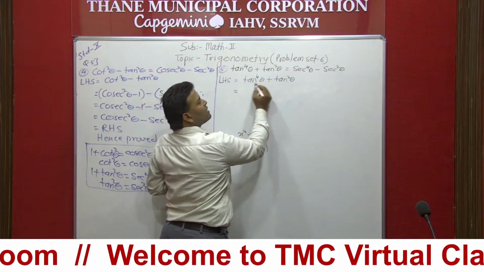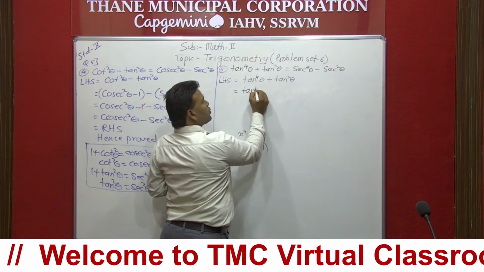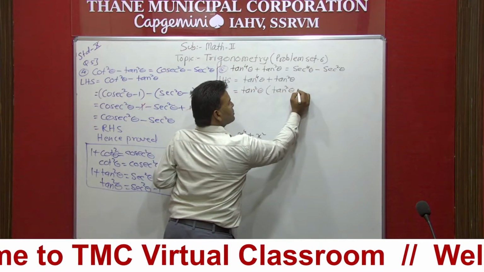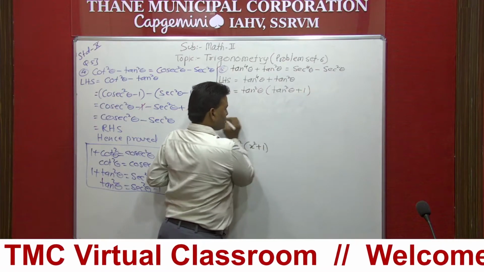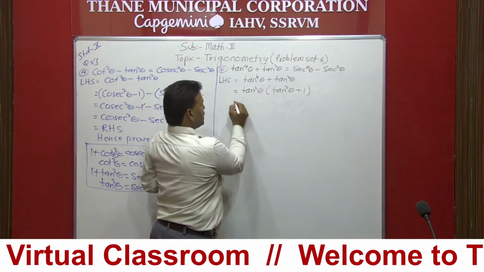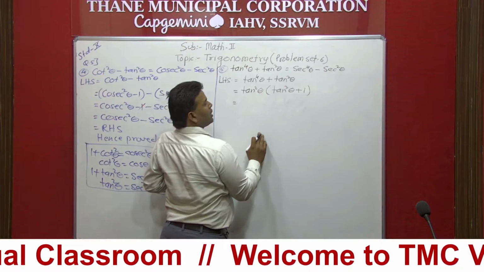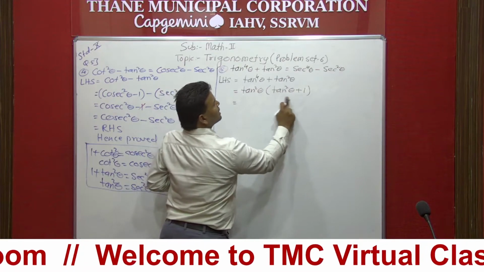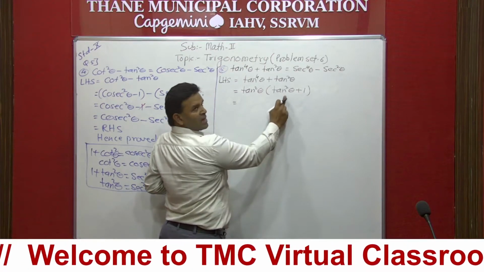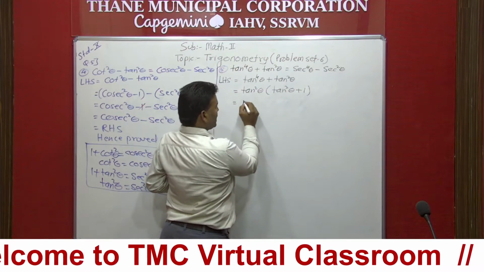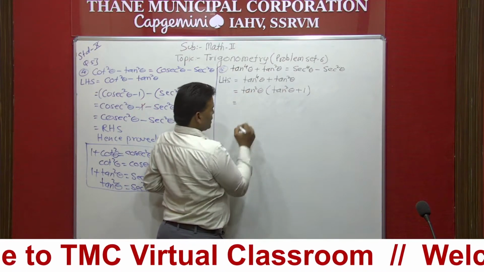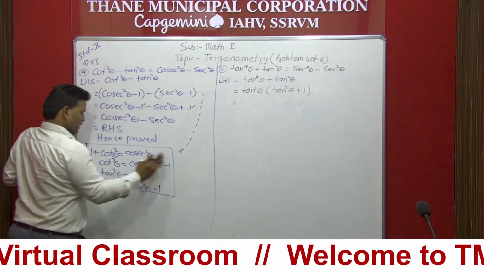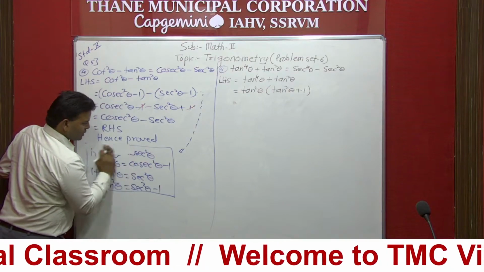So what I'm going to do here, I will take tan square theta common. I have taken tan square theta common, so I will be left with tan square theta plus 1. Next step. Now here tan square theta plus 1 can be written as sec square theta. This will become sec square theta, by the identity. And here, let me write down the identity first. Here I have already written it, just pay attention. Let me rub this one.